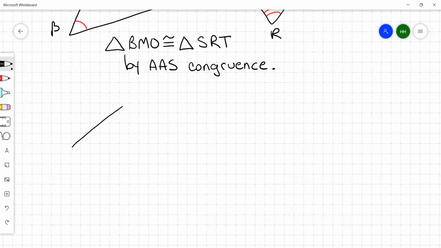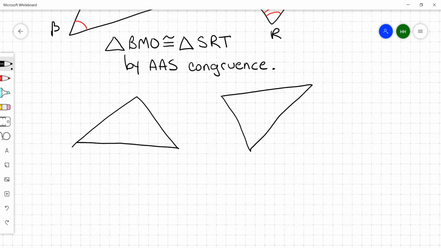I'm going to draw two triangles. I'm going to mark them up. You're going to tell me if they're congruent. Are those two triangles congruent? No.